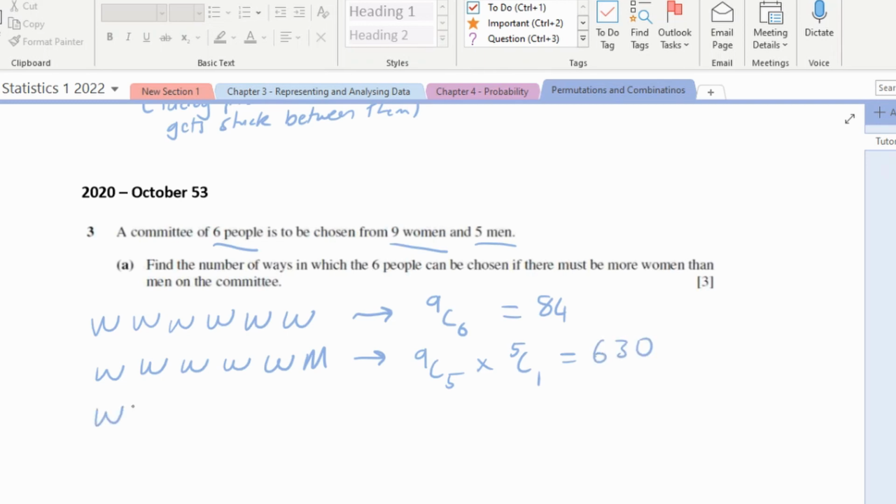And then we've got this way, 4 women and 2 men. That's 1260. Now, there's no other ways we can do this, because if we add one more man to the mix, that's equal numbers of men and women, which doesn't fit the criteria. So the total is 1974.